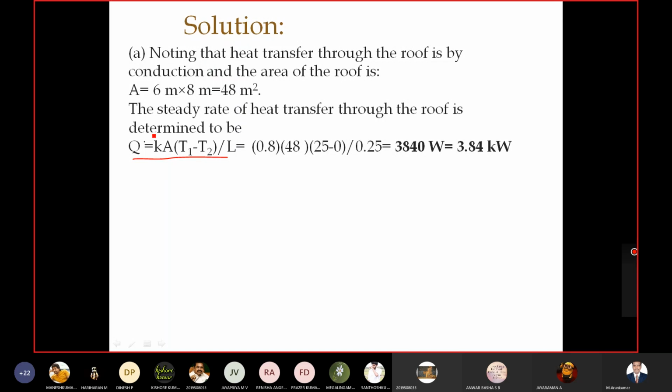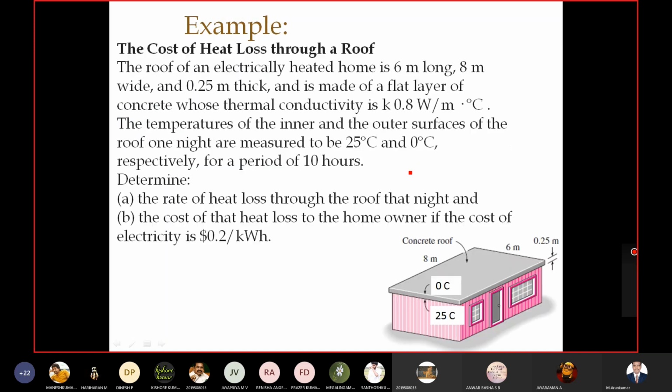So we can take Q dot conduction equal to KT A times delta T, here T1 minus T2, divided by X or delta X. Here X is the length of the concrete, right? We can find the area by multiplying the breadth and width, like 6 meters and 8 meters.